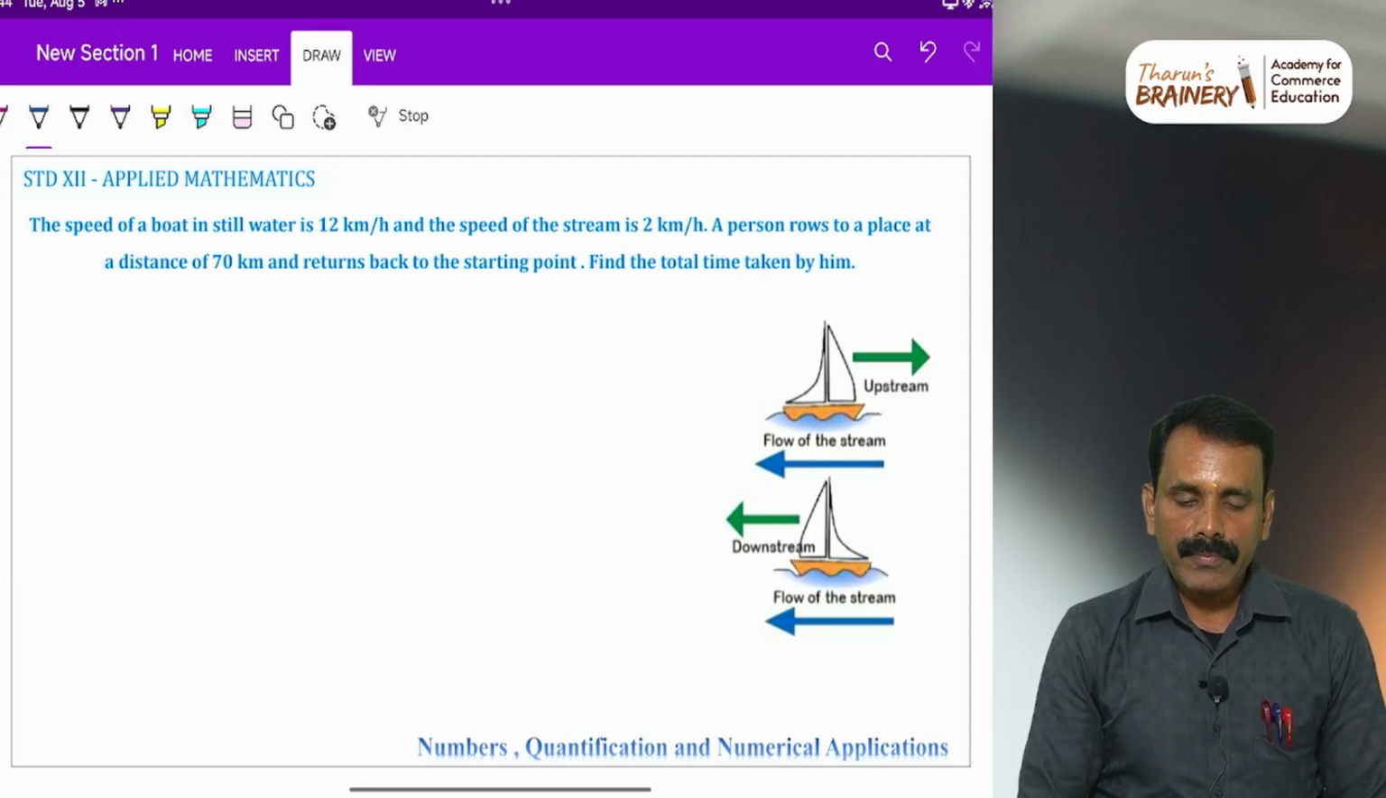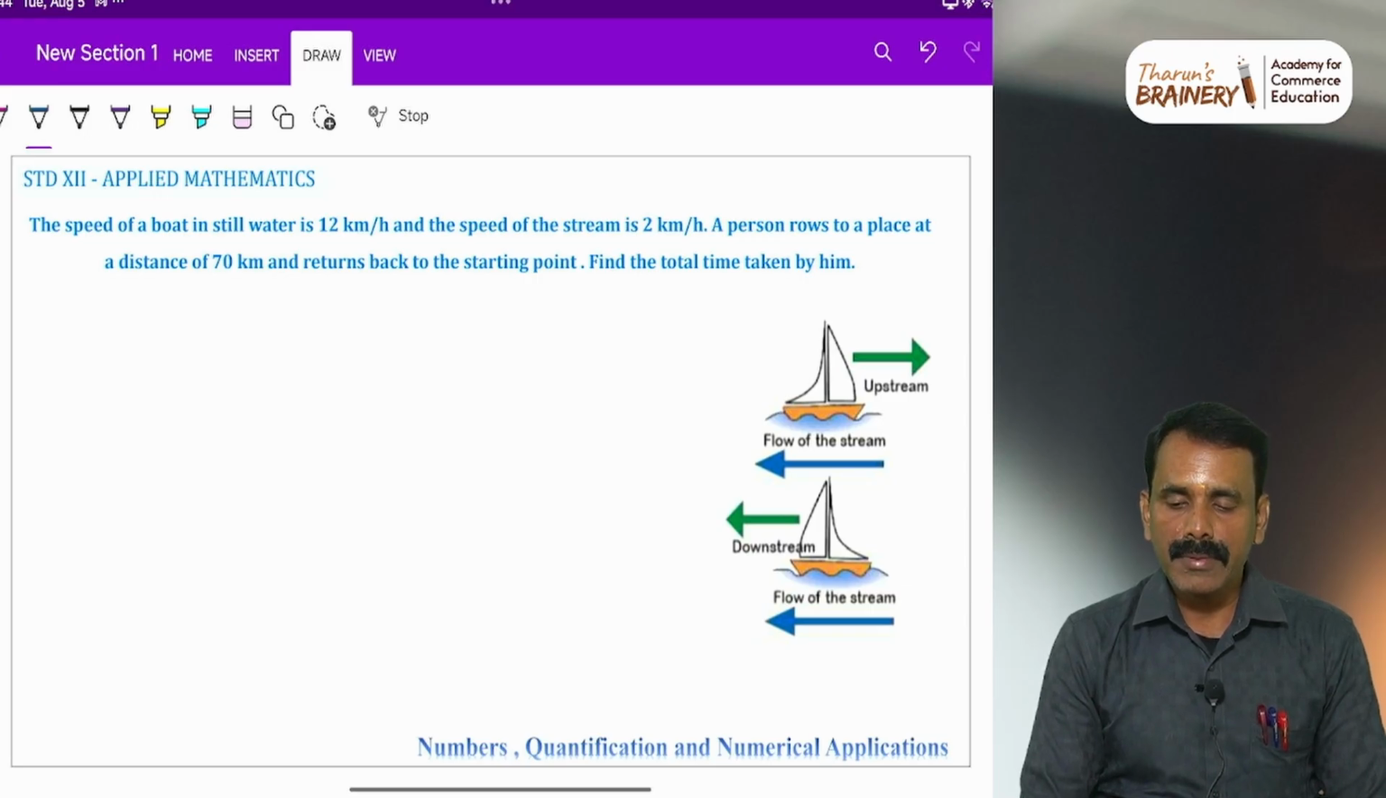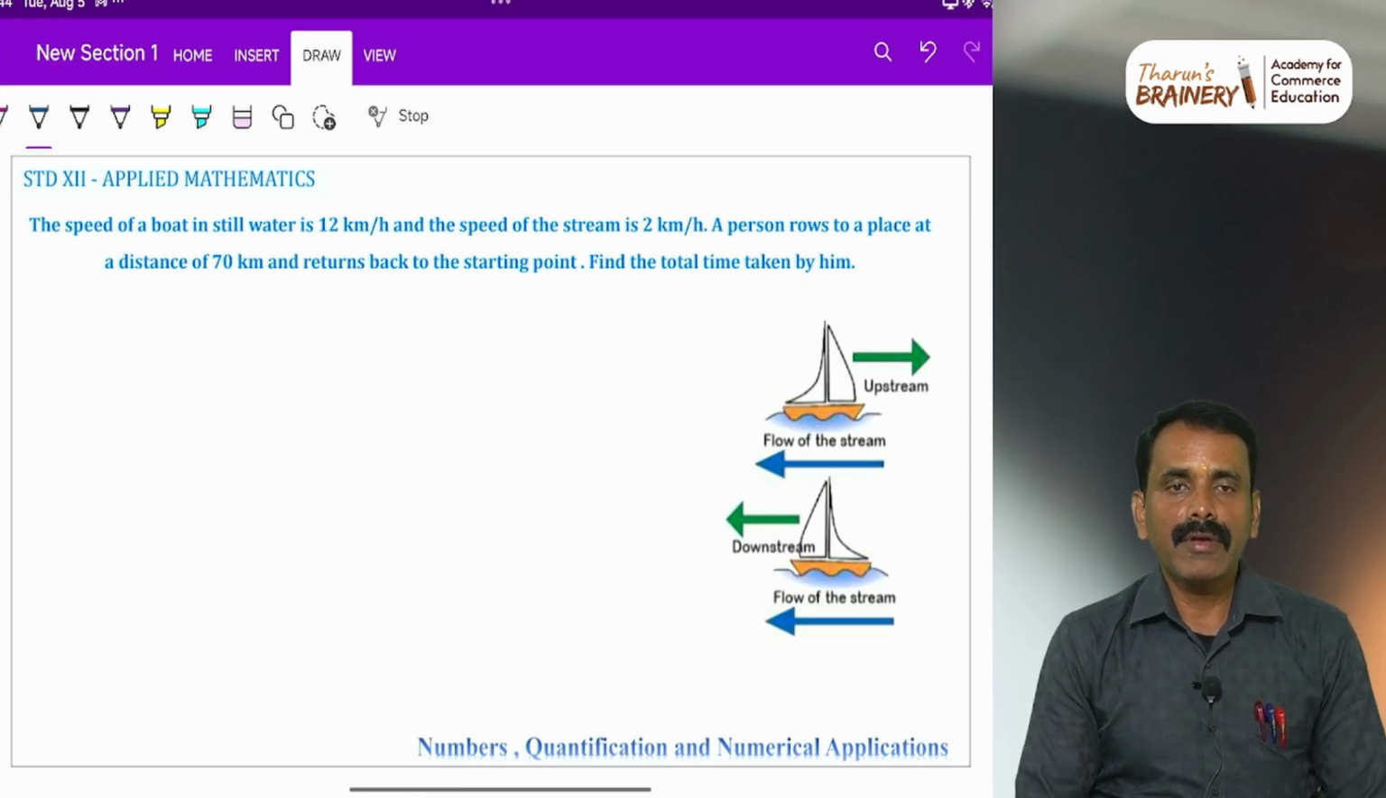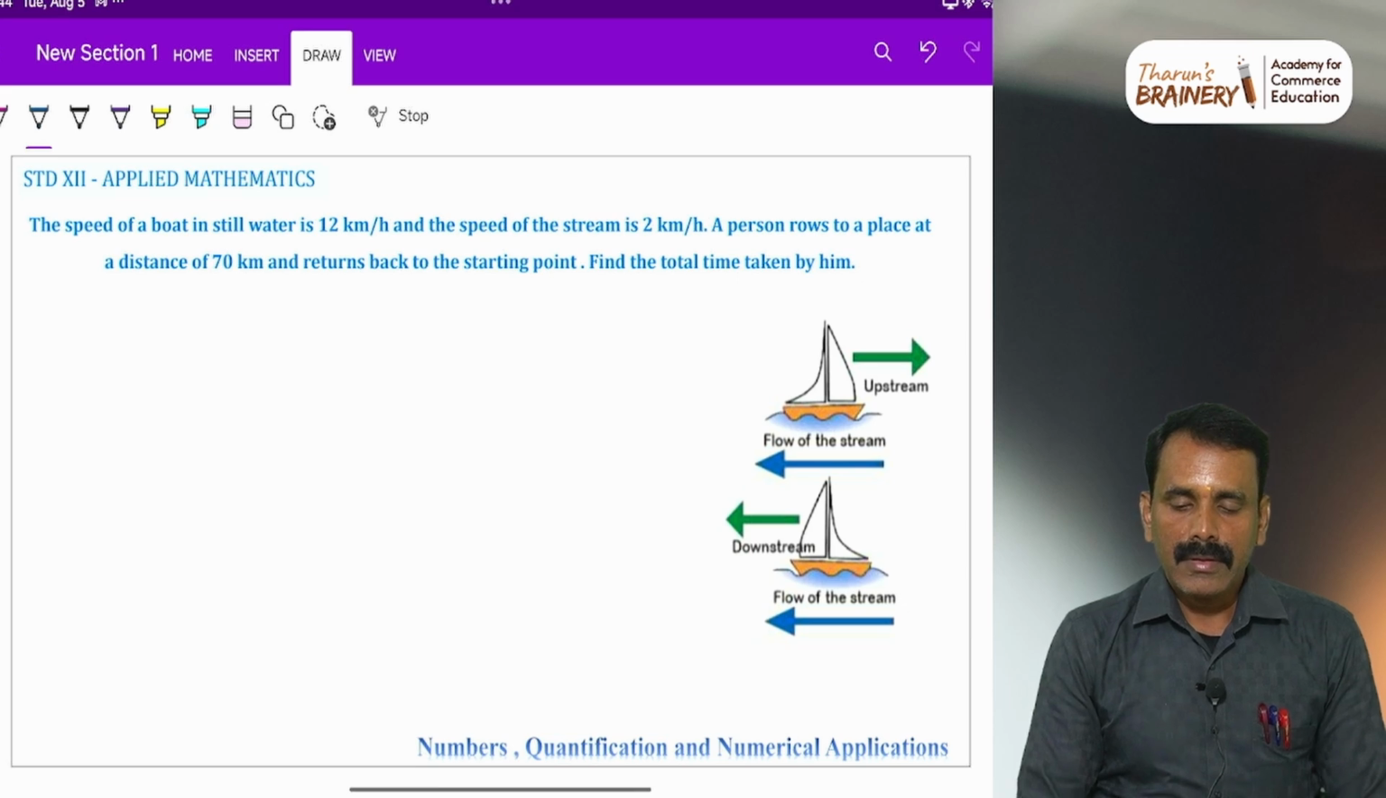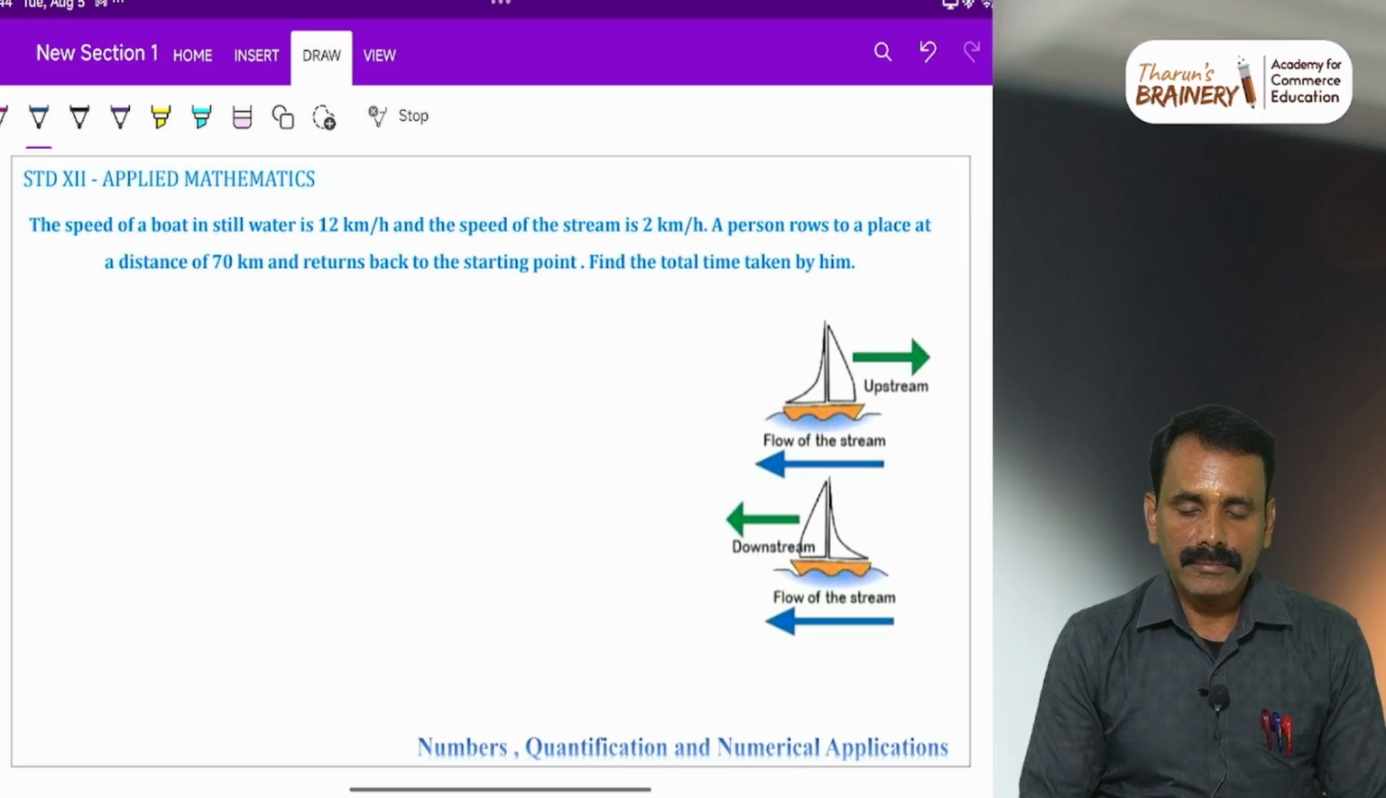In this problem, the speed of a boat in still water is 12 km per hour and the speed of the stream is 2 km per hour. A person rows to a place at a distance of 70 km and returns back to the starting point. Find the total time taken by him. So here we are going to find the total time taken for the upward travel and downward travel.